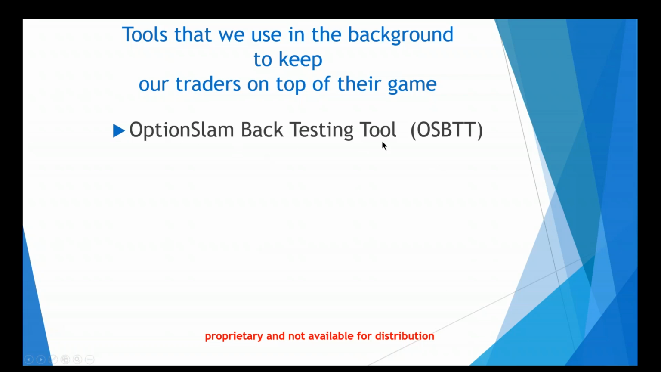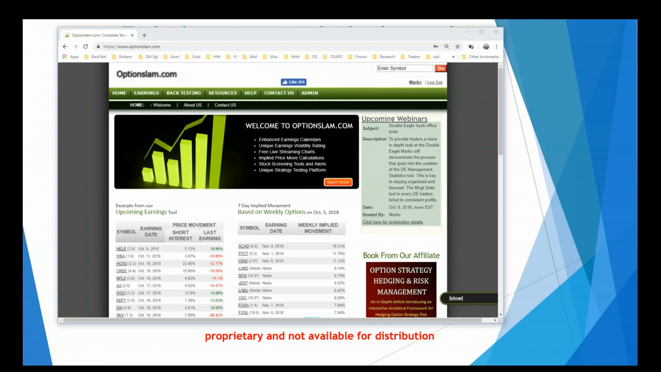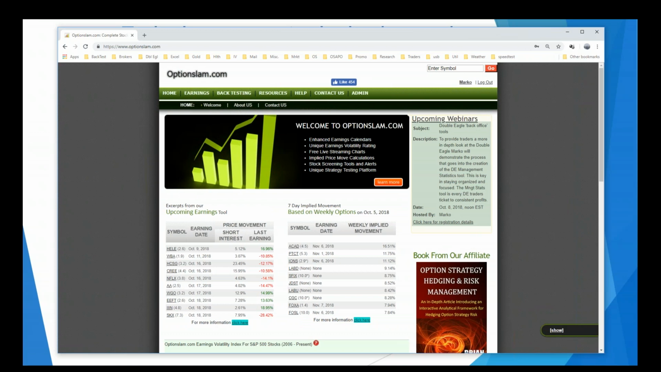The option slam backtesting tool is actually a tool that's available to our insider members at optionslam.com. And it is not proprietary. It is available for distribution. All you need to do is be a member at optionslam.com and you will have access to the OSBTT. So let's go ahead and I'm going to walk you through a little bit of the process of what we do. So let's go over to the OSBTT and let's do a back test.